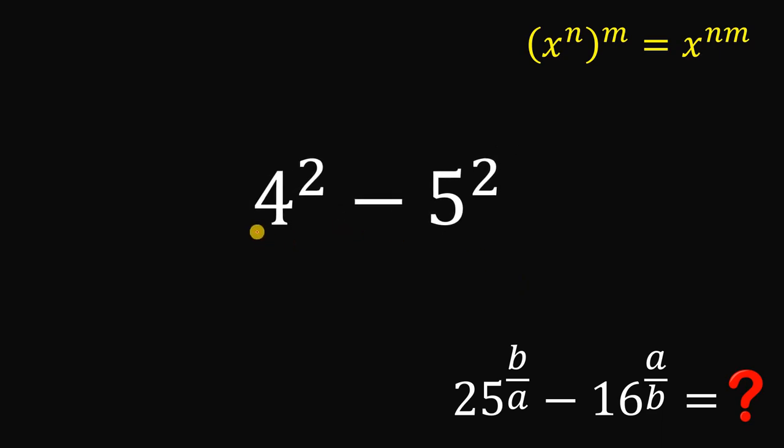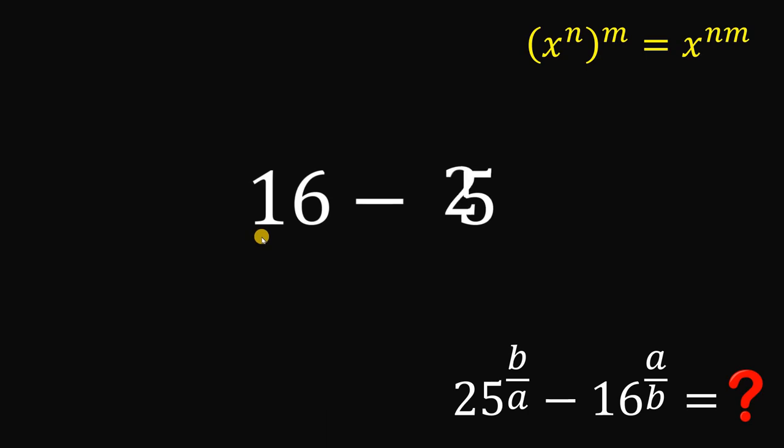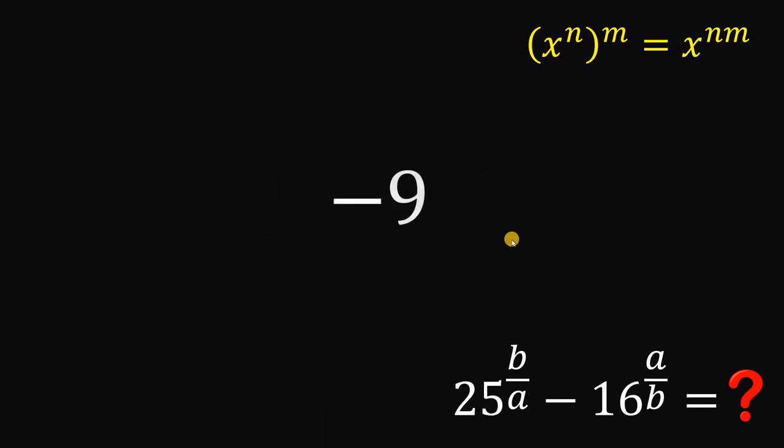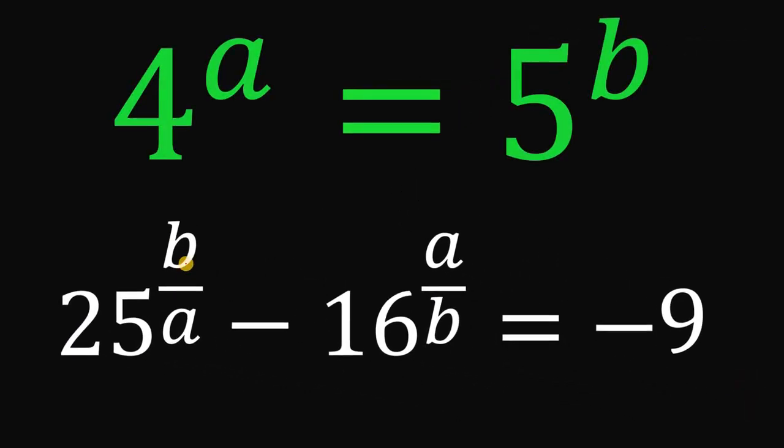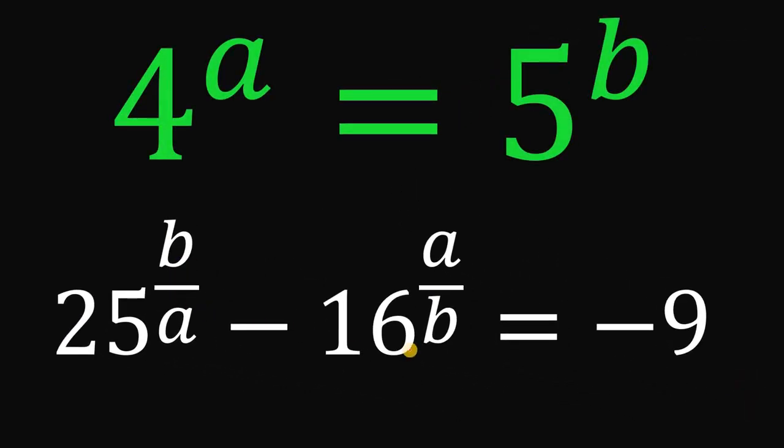So now we can simplify this. 4 squared, we know this, is 16. 5 squared, we know all this, is 25. So 16 minus 25 must be equal to negative 9. And that is the value of 25 raised to the power of b over a minus 16 raised to the power of a over b. And there you go. Our answer to this question must be equal to negative 9.